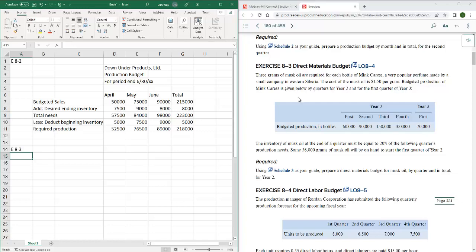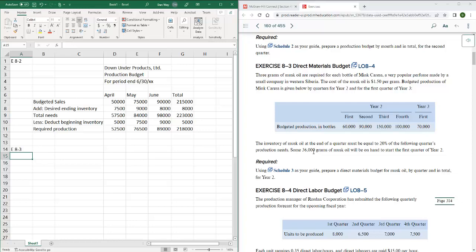Budgeted production of Mink Caress is given below by quarters for year 2 here, and then the first quarter of year 3. The inventory of musk oil at the end of a quarter must be equal to 20% of the following quarter's production needs. So again, just like with units of finished goods, we want to have some sort of cushion in our inventory of raw materials so that we don't end up short on material. Now this assumes, of course, that we can get enough out in the marketplace to have this cushion, which if you watch the news lately, supply chain issues has made very tough for companies.